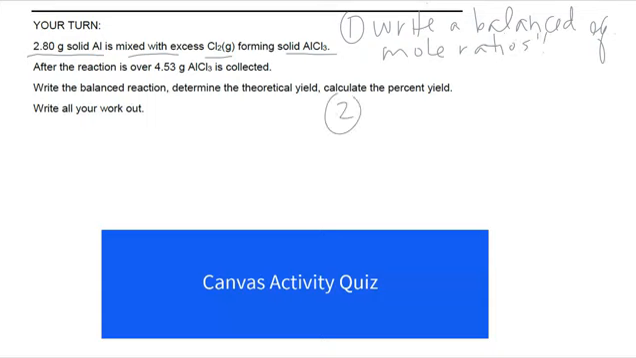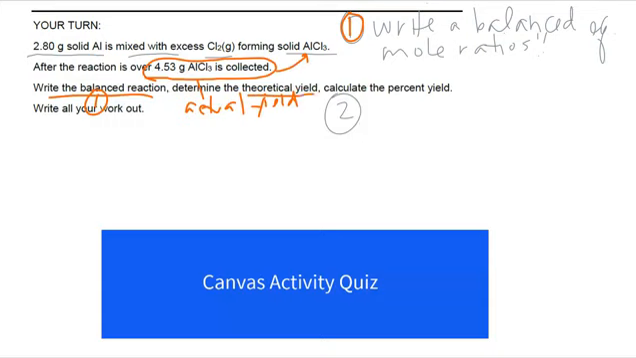All right, number 2. It says, after the reaction is over, 4.53 grams of aluminum chloride is collected. So that's my product. So that's telling me, what did I actually get? So this is my actual yield. Write the balanced reaction. Okay, so that was our number 1. Number 1. Determine the theoretical yield.